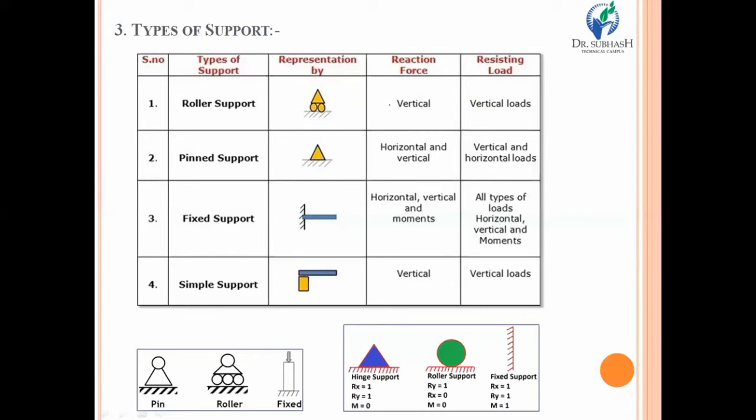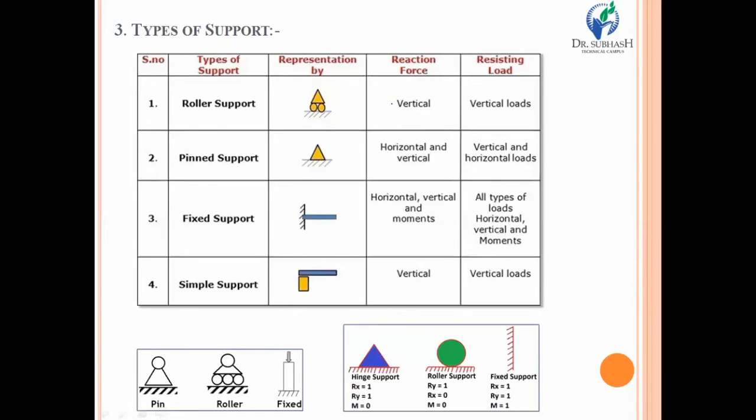One more thing that we should discuss over here is that suppose you are using any kind of support, then it will offer either vertical or horizontal reactions, or it may offer a clockwise or anti-clockwise moment. So how will you identify whether a support offers a reaction and a moment in a particular direction? Well, this is very simple.